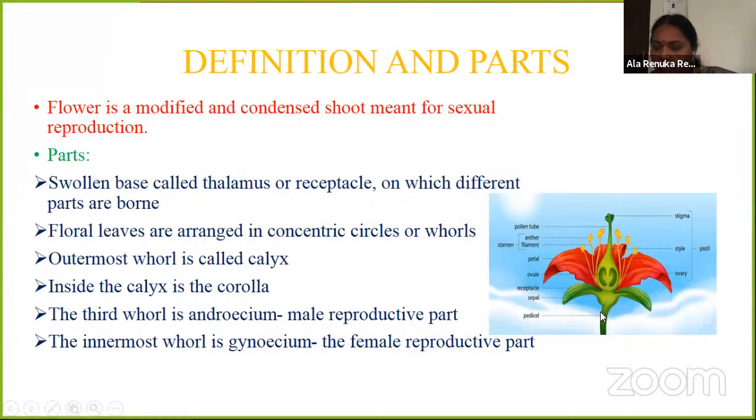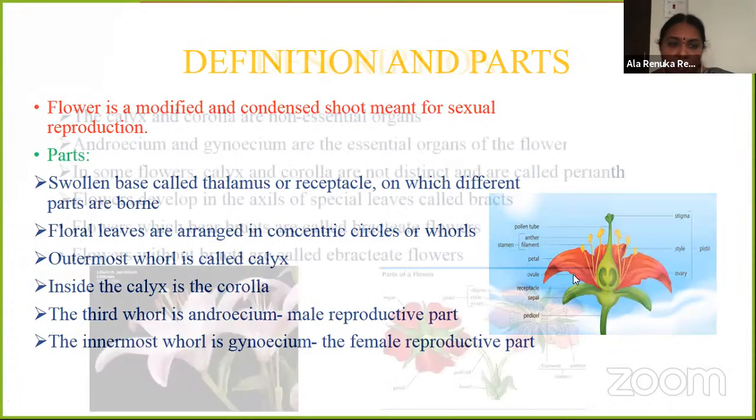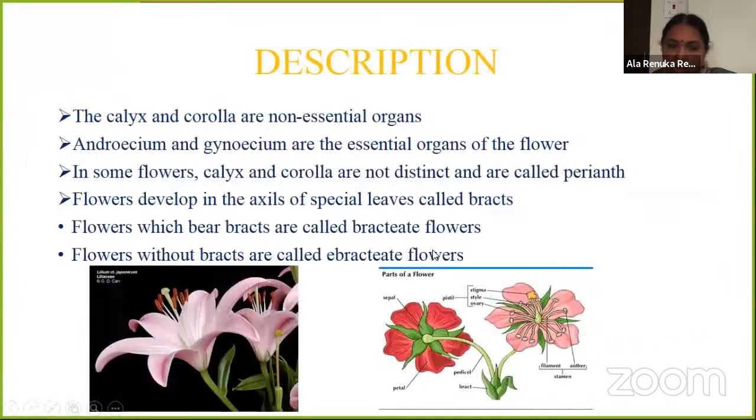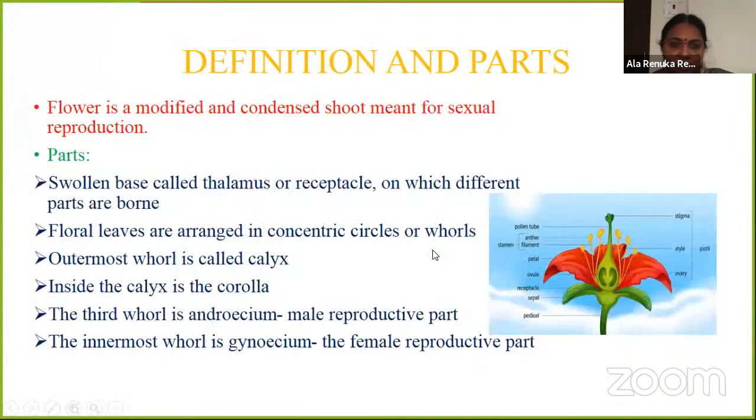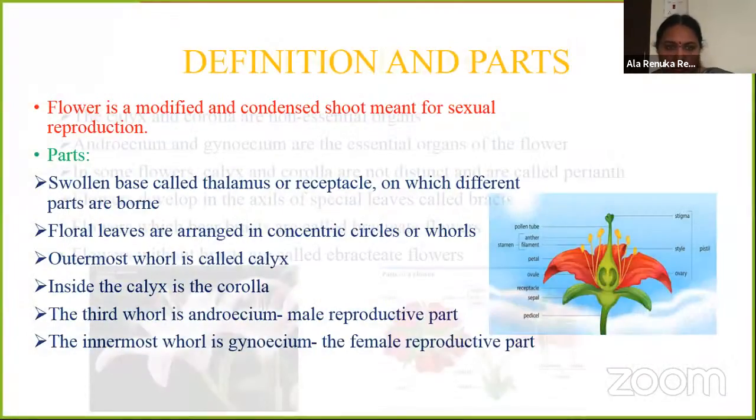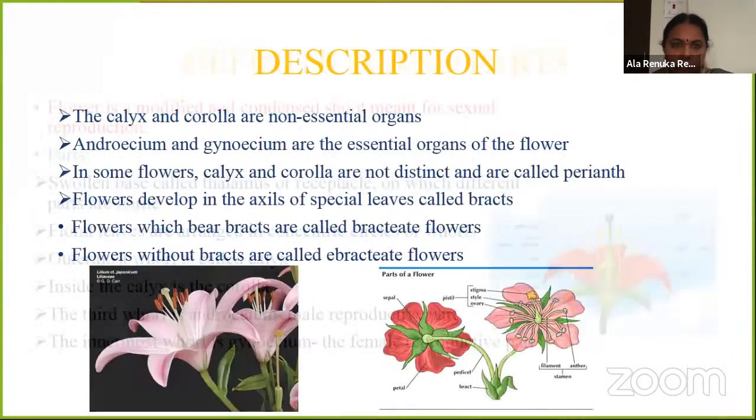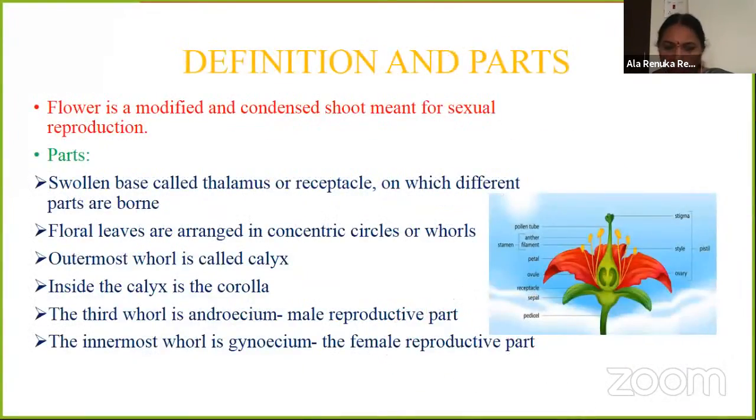With this pedicel, the flower gets attached to the peduncle. Peduncle is the axis of the inflorescence. There are flowers which have pedicel, and some flowers which do not have pedicel. If flowers have pedicel, they are called pedicellate flowers, and if flowers do not have pedicel, they are called sessile flowers.